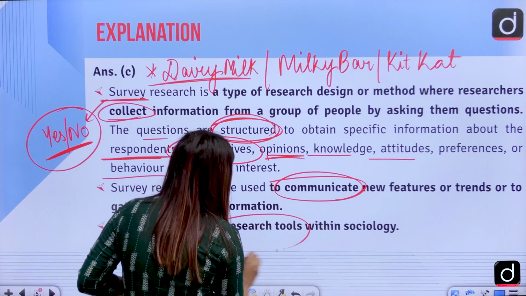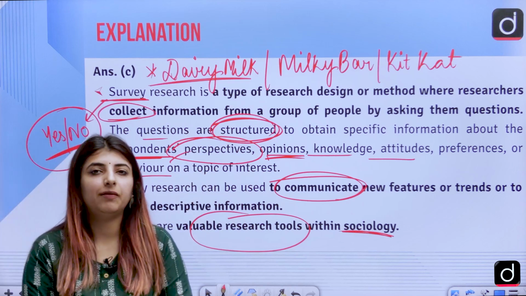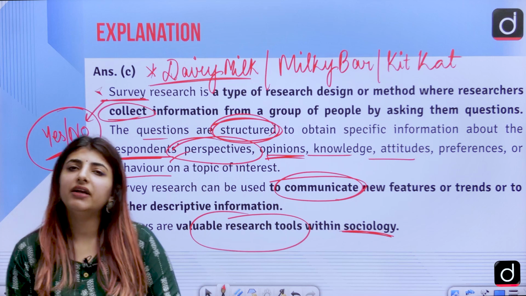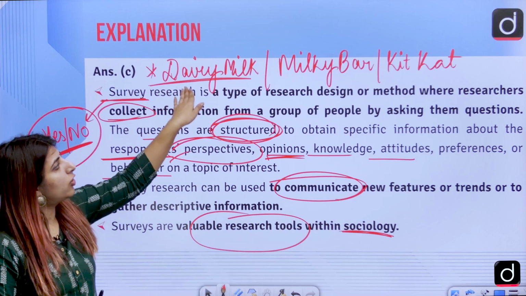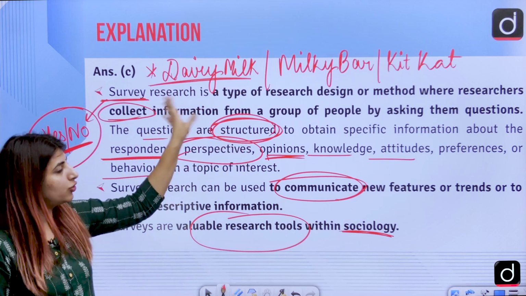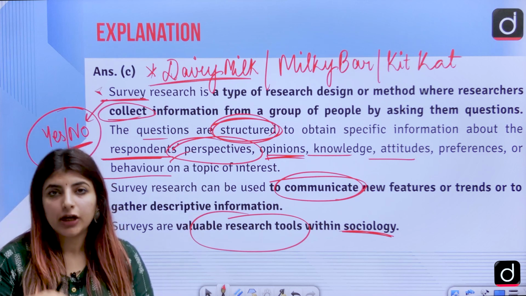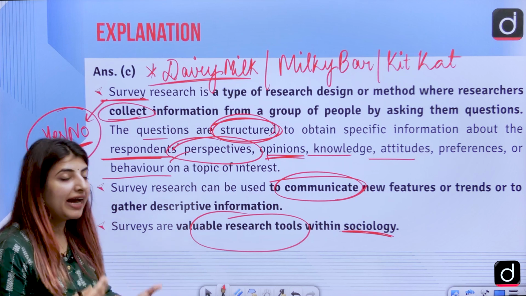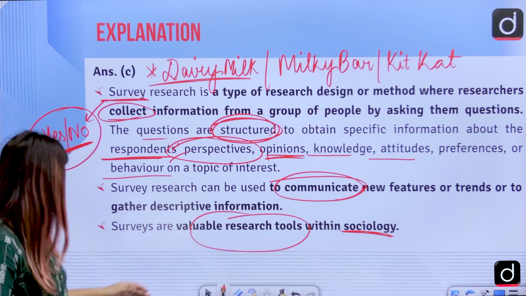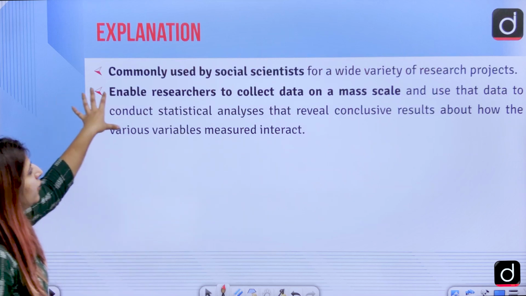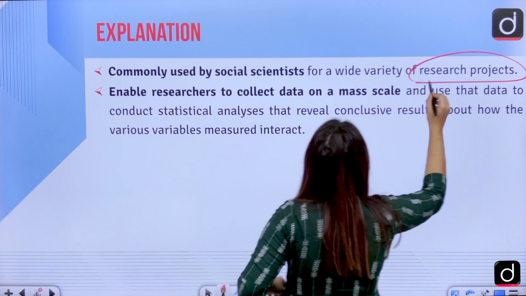These are valuable research tools within sociology as well. So the survey method, of course, in itself can be used to gather data. But in the field of sociology, where we are learning about society and its patterns, even if we talk about these brands, the chocolate brands, these things are being circulated in a society. So how, in a society, what kind of brand, etc., that can also be served by surveys as valuable tools used by social scientists for a wide variety of research projects.